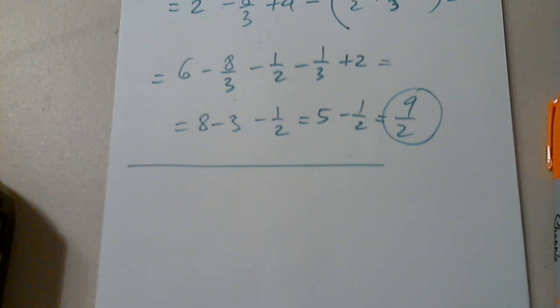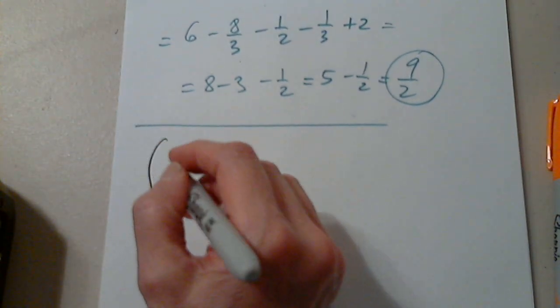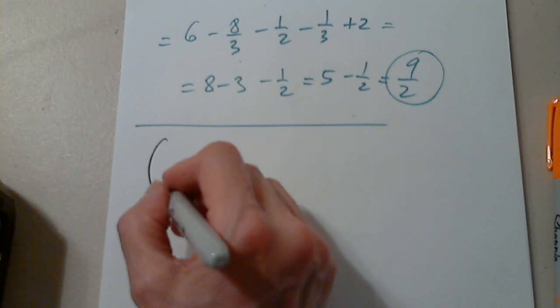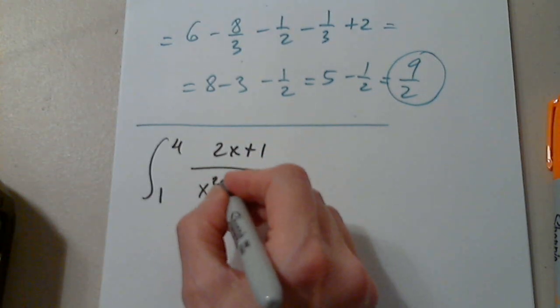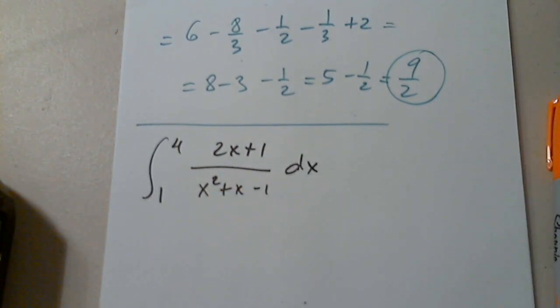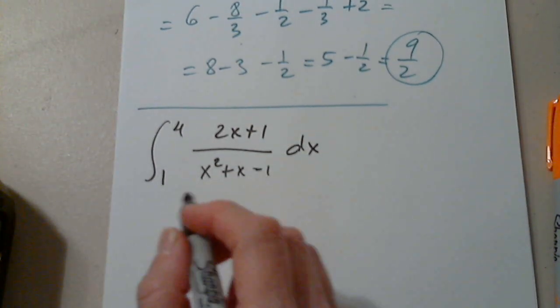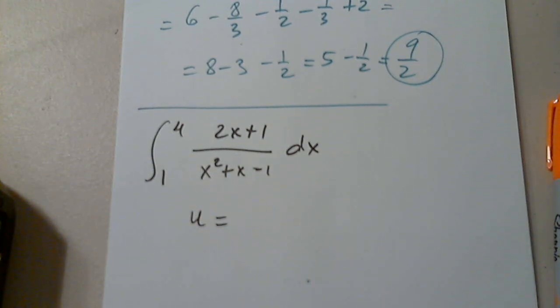What about number 52? I see it. Perfect. So the integral from 1 to 4 of 2x plus 1 divided by x squared plus x minus 1, dx. Good. So let's think about a substitution. We keep using u, but it doesn't matter. You can use any letter except x, of course. u is x squared plus x minus 1.